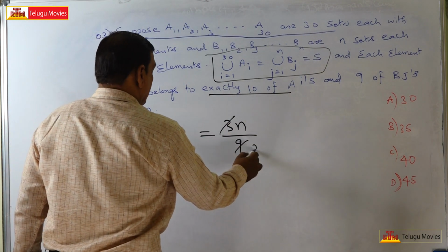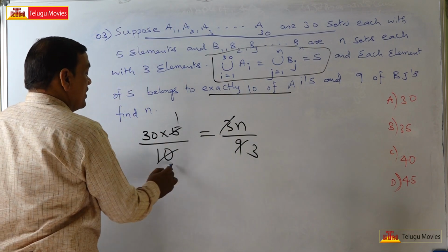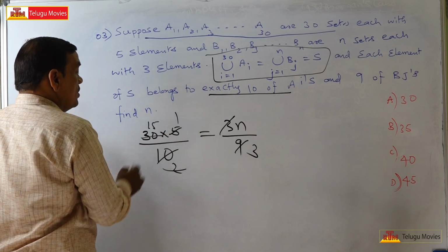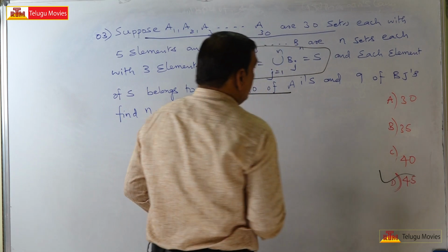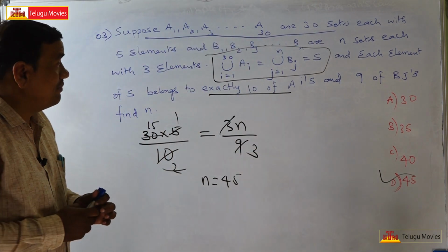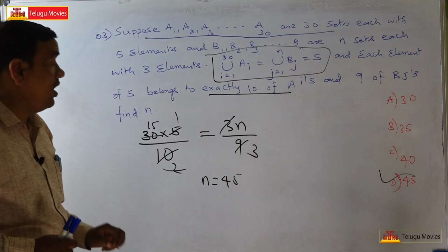So 3 1s are 3, 3 3s are 9, so 5 1s are 5, 5 2s are 10, 2 1s are 2, 15 3s are 45. So n is equal to 45. So the number of sets of B type is 45.